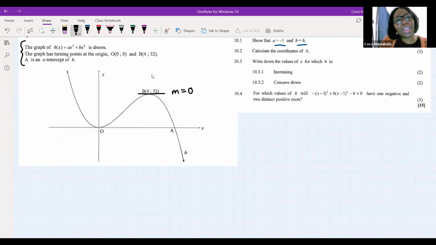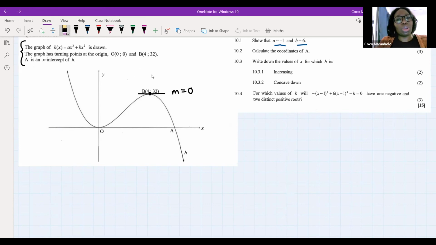And how do we find the gradient of a function? How would you find the gradient of a function, guys? What would we look for? First derivative equal to 0. Excellent. We would look for the first derivative. And that first derivative tells me that at this point B, because my gradient is 0, my first derivative will be equal to 0 at that point. I hope we're all on the same page.